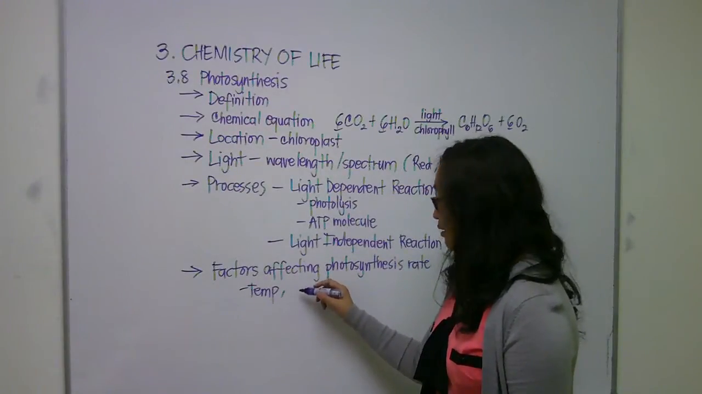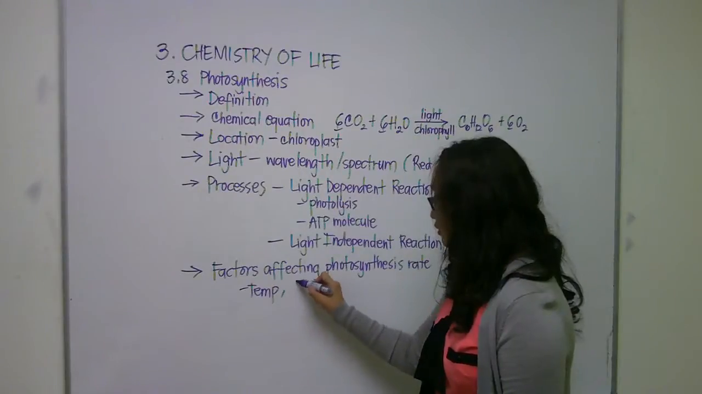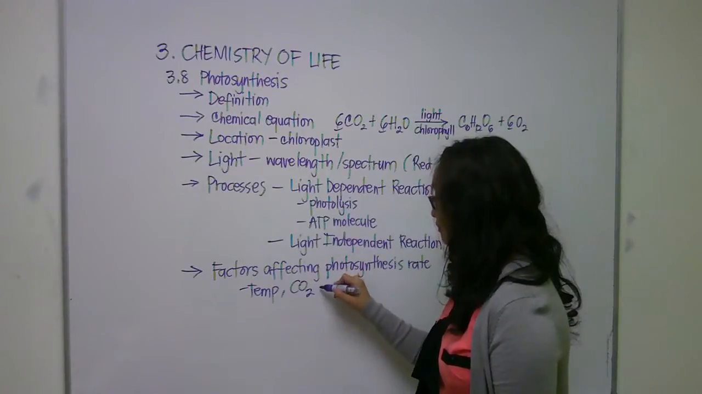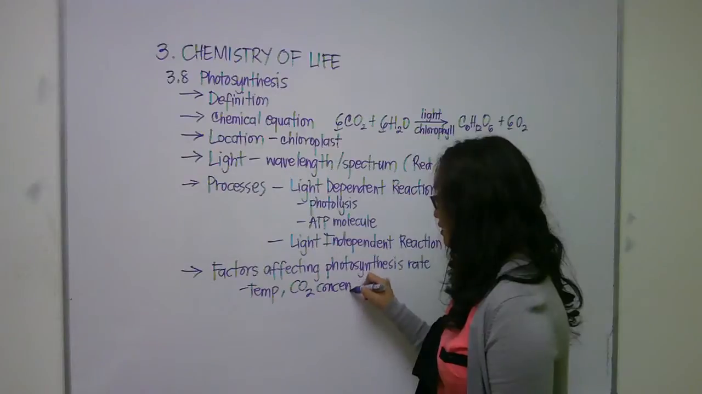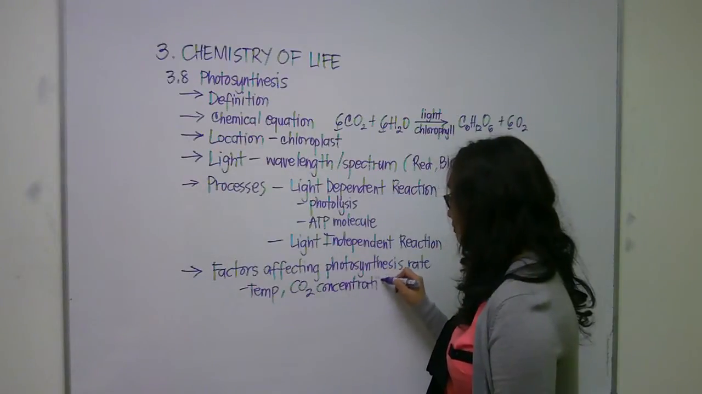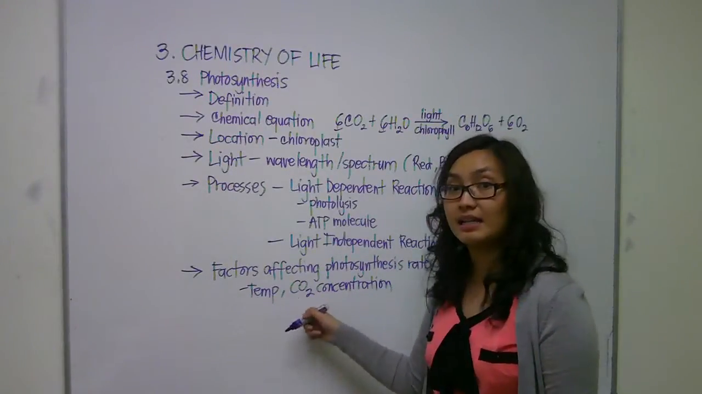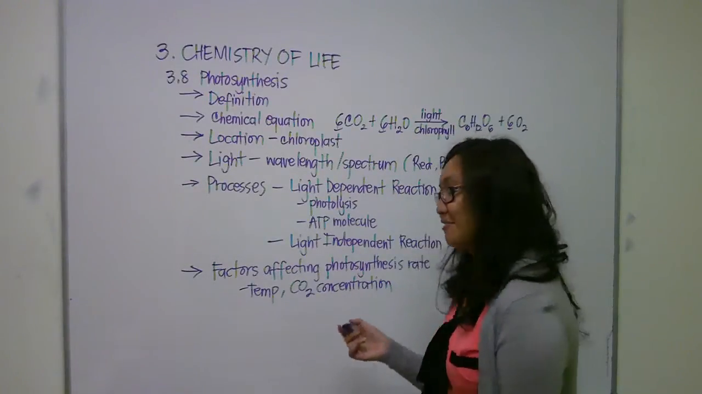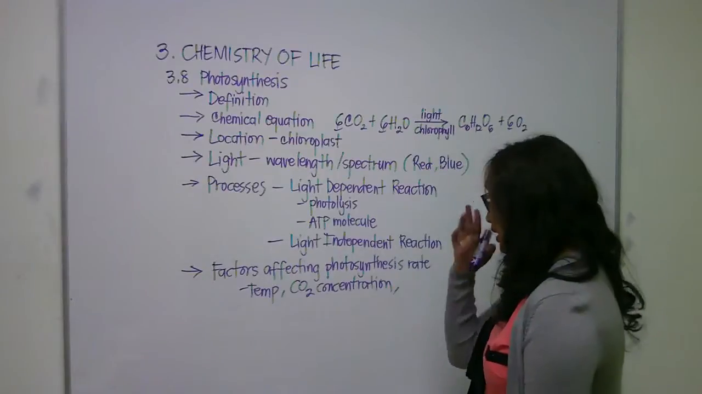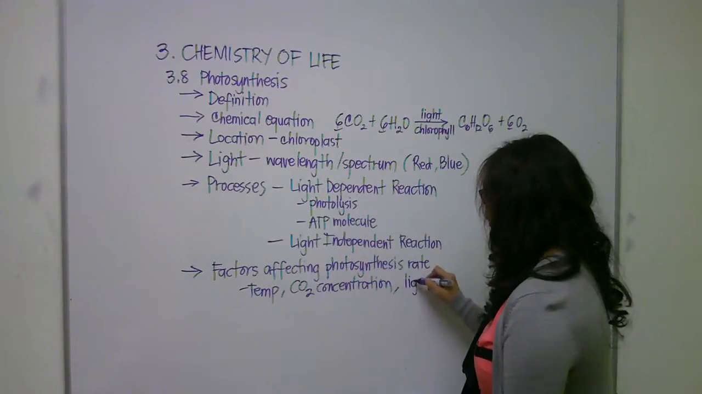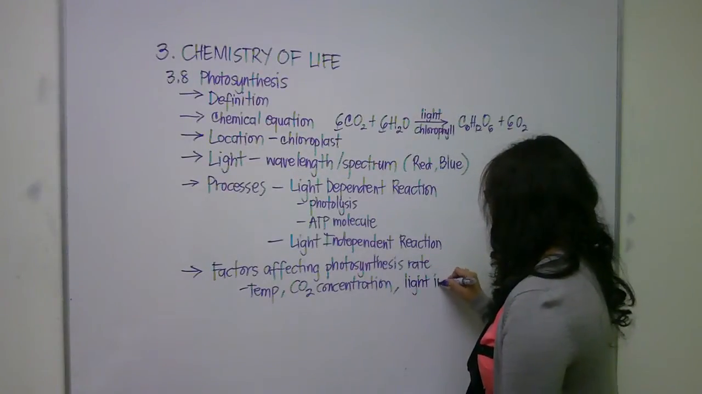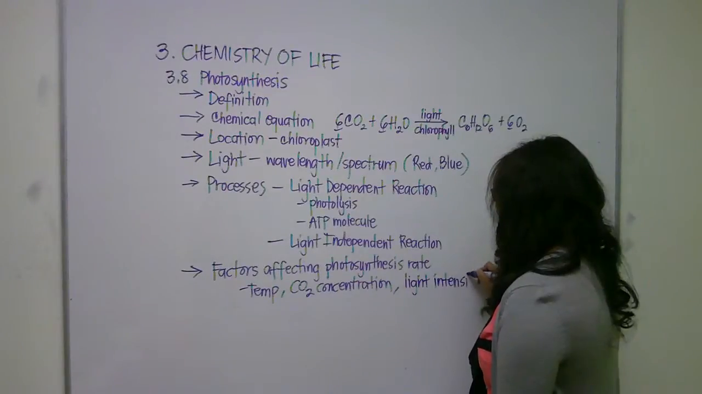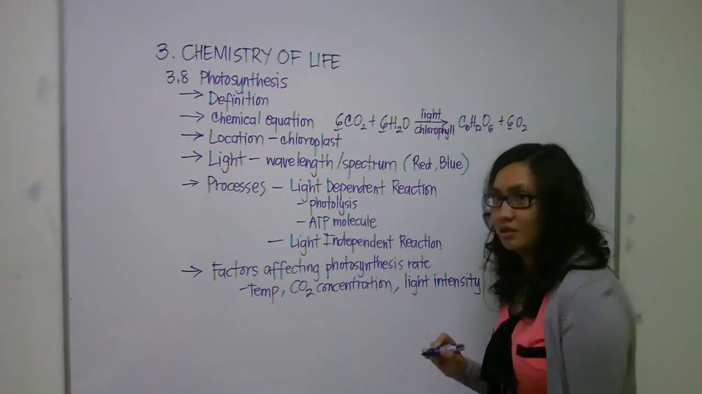Okay, so we have carbon dioxide concentration. Of course, this is very self-explanatory, because whenever there's no carbon dioxide, then therefore the rate of photosynthesis is not going to be increasing. So lastly, and very important, we have light intensity. Without light, photosynthesis cannot occur.